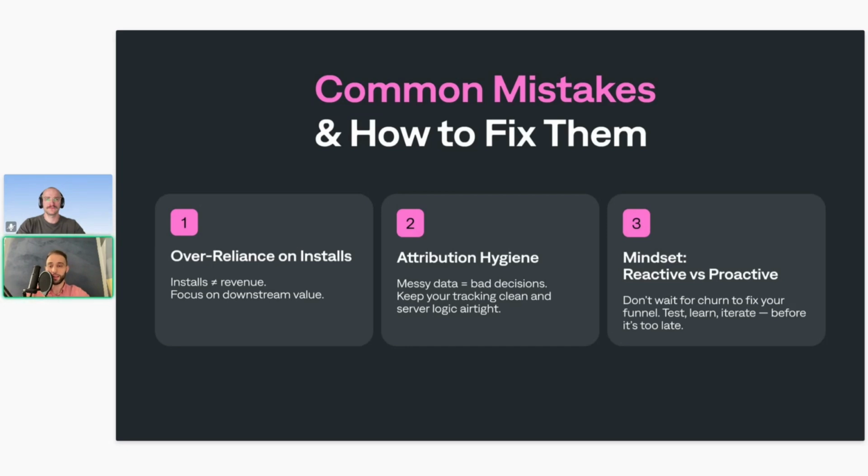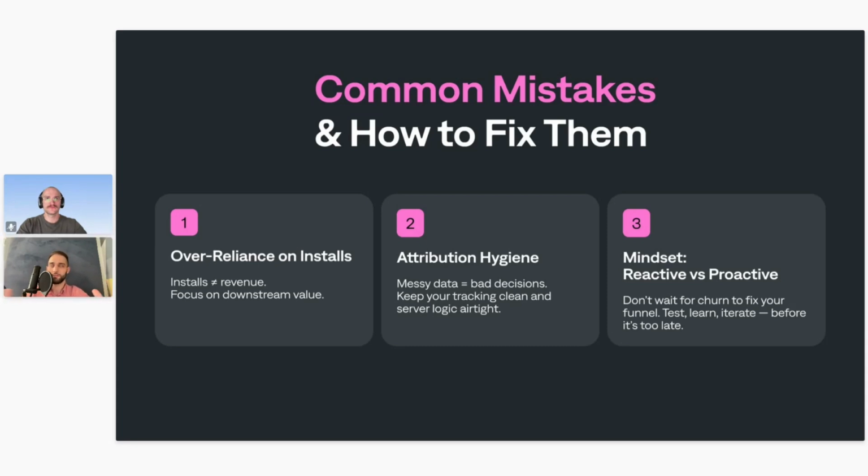Secondly, it's attribution hygiene. As logical as it sounds, if your data is messy, your decisions will be too. So we often see cases where subscription events aren't linked correctly to campaigns, SKAN postbacks are missing or misconfigured, and trial conversions show up delayed or in the wrong channels. So this leads to budget going to the wrong sources or underperforming campaigns getting a free pass.